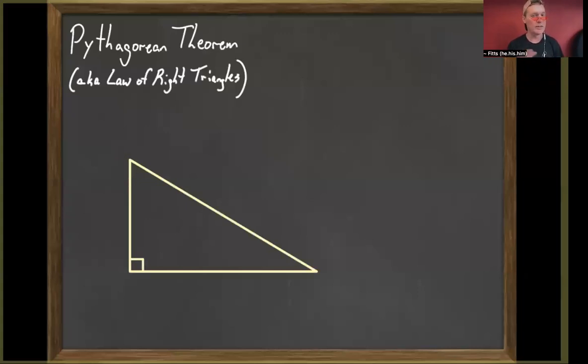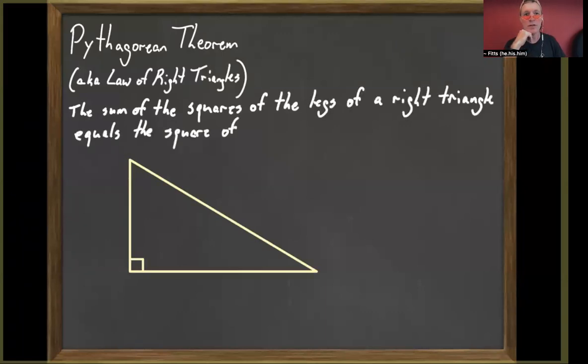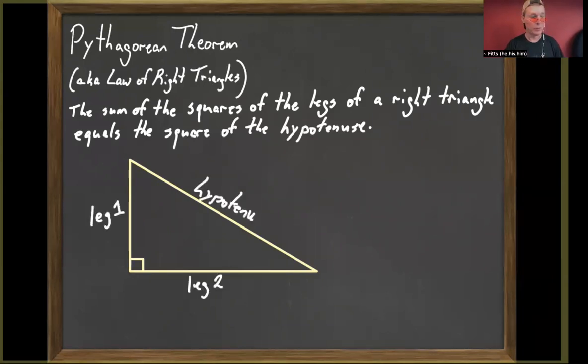So you're going to see Pythagorean Theorem questions all year. So good, we're talking about it now. So write this down. The sum of the squares of the legs of a right triangle equals the square of the hypotenuse. So let's take a look. Leg 1, so the sum of the squares of the legs equals the square of the hypotenuse.